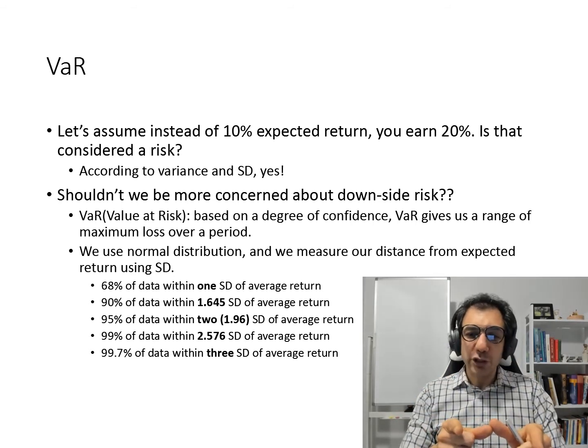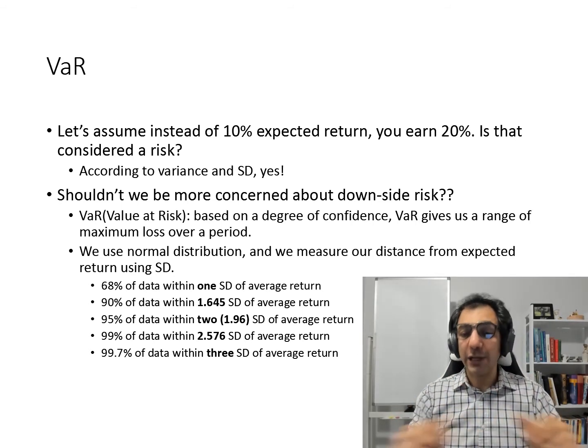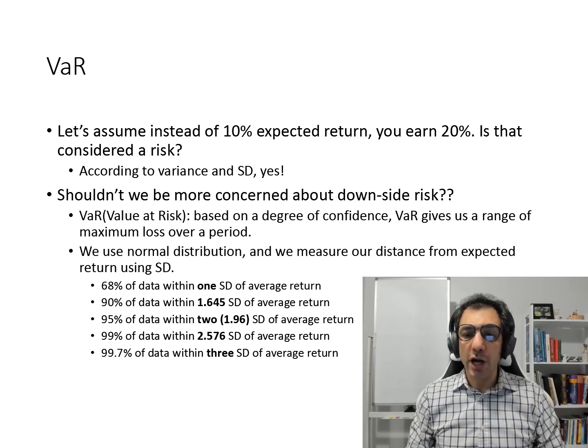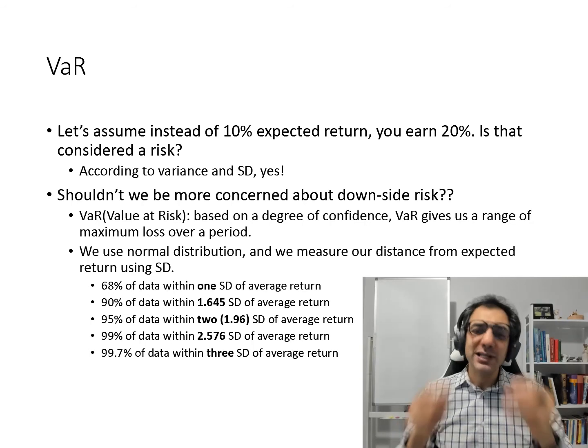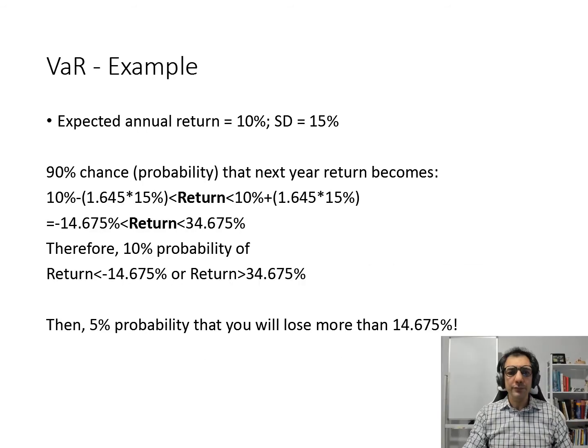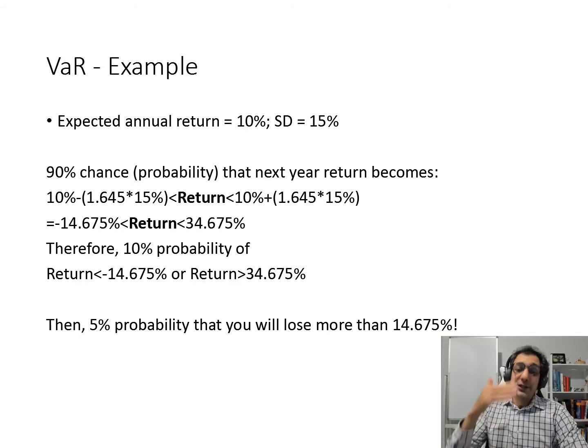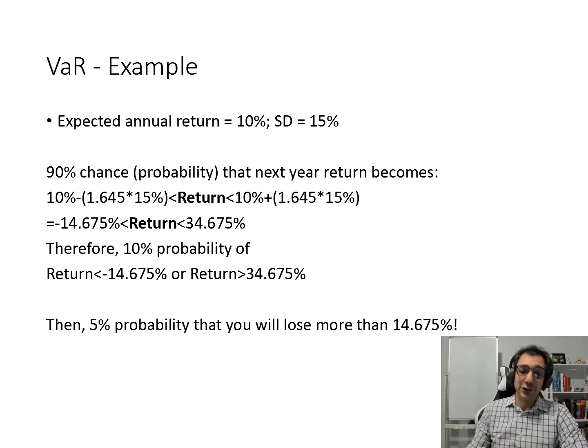This normal distribution argument helps us to calculate or measure the risk using the VAR. How come? Let's look at an example. So let's assume your expected return is 10%, your standard deviation is 15%. You calculated it based on the historical data, and we assume the returns are normally distributed. So I can use the normal distribution.